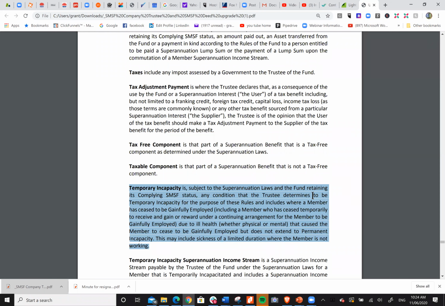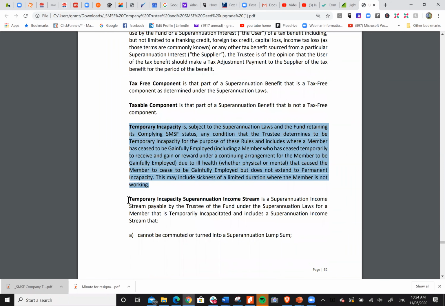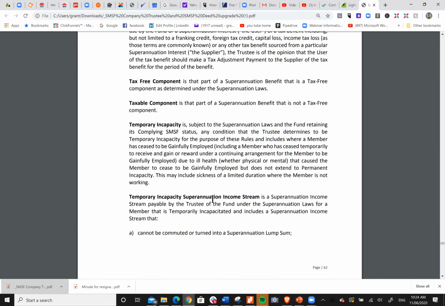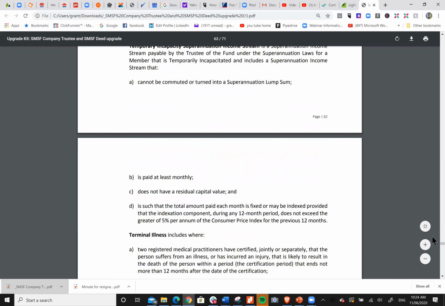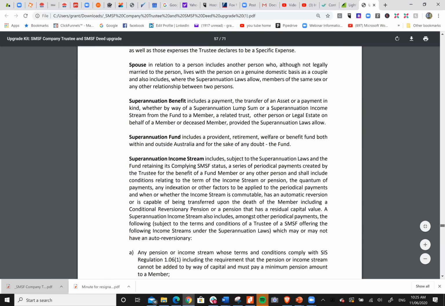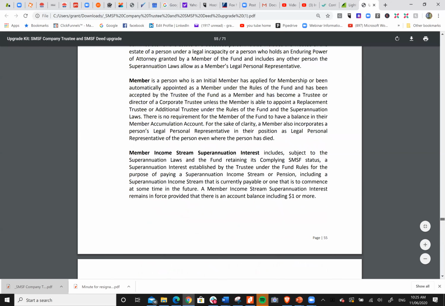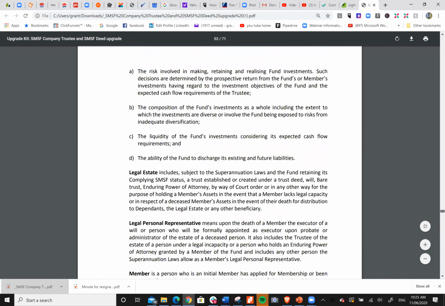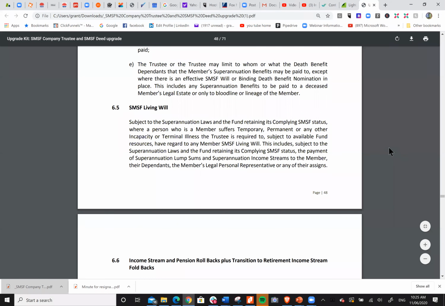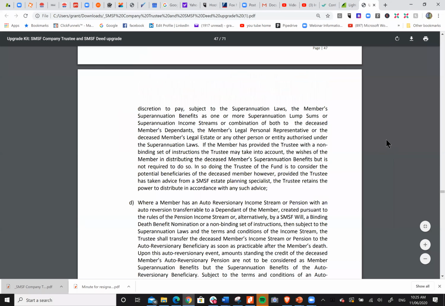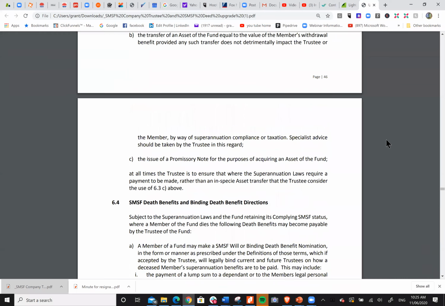So that's fine. Temporary incapacity income stream is a super income stream, and really this is just going to paraphrase. You'll see here, you've got CPI doesn't have residual capital value. I'll come back to that because that essentially is a phraseology for a non-commutable income stream, which is required under the SIS regs. So we've brought effectively the SIS regs into the deed, and then let's go down and see what we can pay.